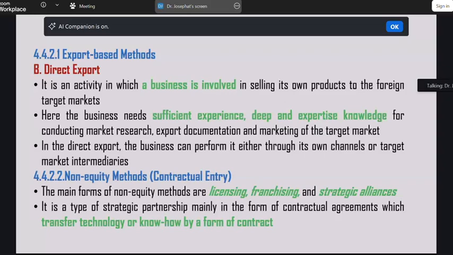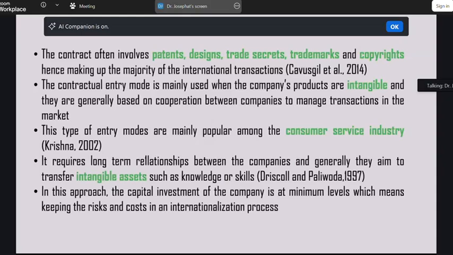Pande wa pili ilikuwa ni non-equity methods, contractual entry. The main forms under non-equity entries are licensing, franchising, and strategic alliance. These are types of strategic partnerships made in the form of contractual agreement, which transfer technology or know-how in the form of contract. So the contract always involves patent, design, trade secret, and a trademark as well as a copyright. So which makes up the majority of the international transactions.